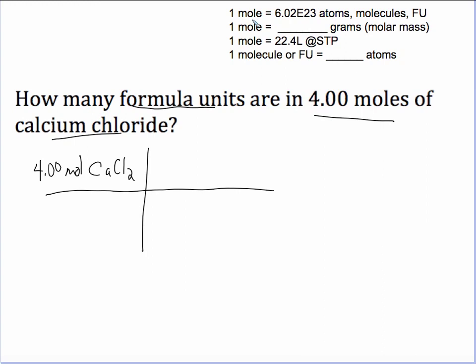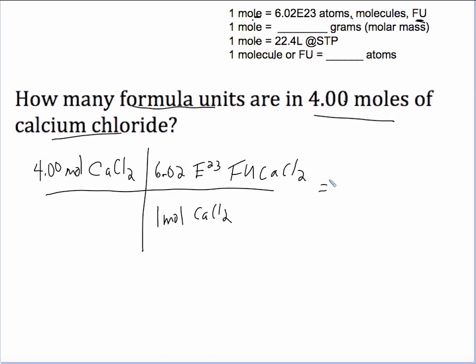Now, we're at moles, but we're trying to go to formula units. So we're at moles, we need to go to formula units. That's why we can't use this one, we can't use this one, we can't use this one. We have to use the one with moles and formula units in it. That's why we're going to use this one right here. So we've applied the principle of diagonality. For every 1 mole of calcium chloride, you have 6.02 e to the 23rd formula units calcium chloride.